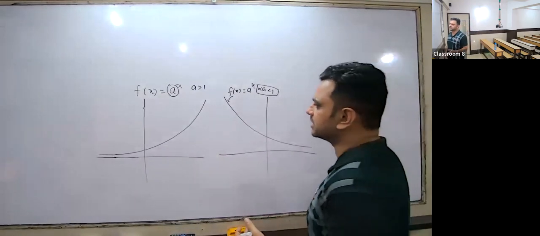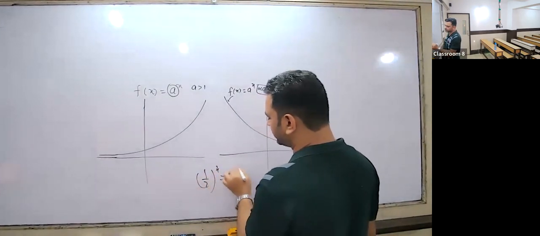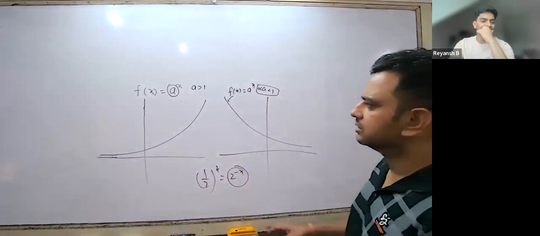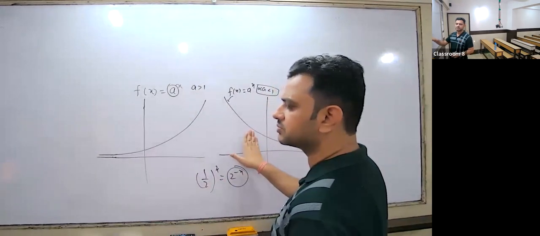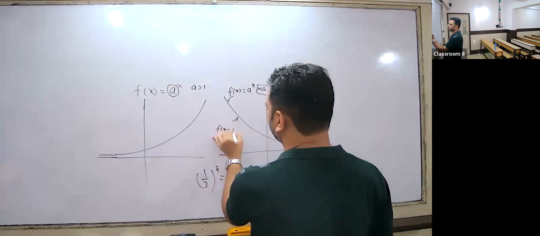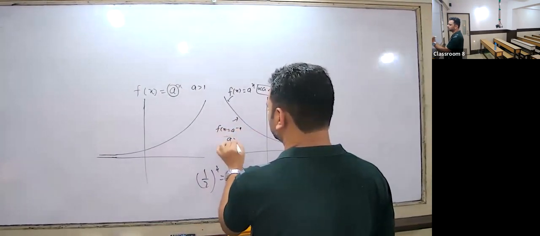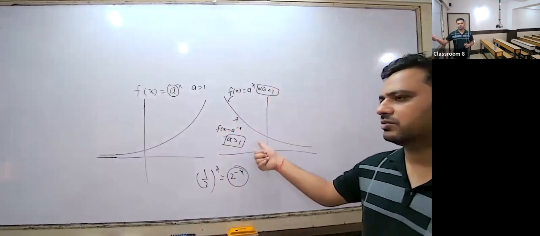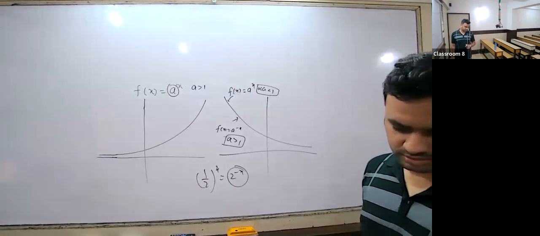In the same case, can I say 1 by 2 power x means 2 power minus x? So this will represent the graph of f(x) equals a power minus x when a is greater than 1. The same graph will be a power minus x. Got it? Clear?